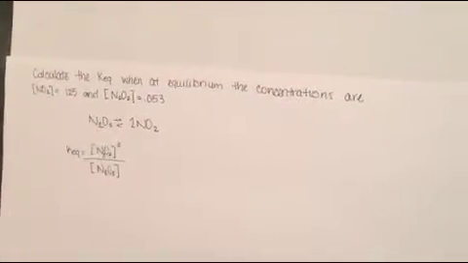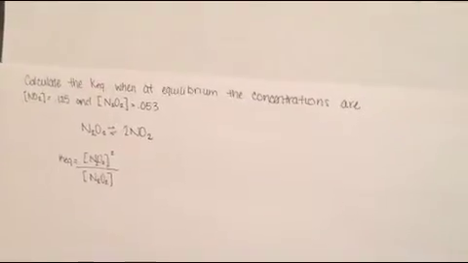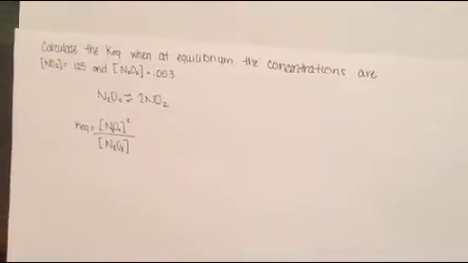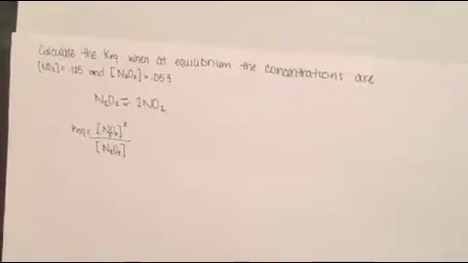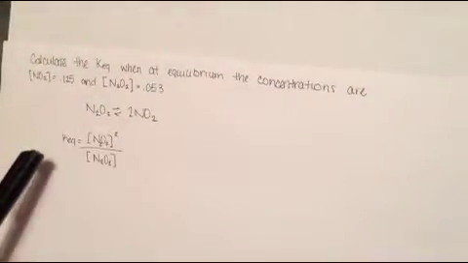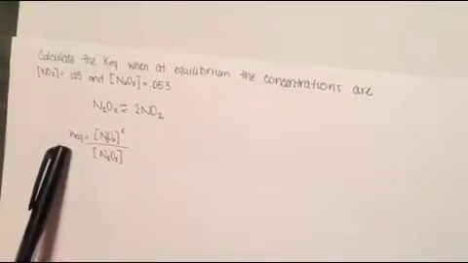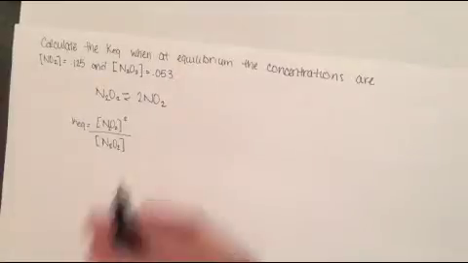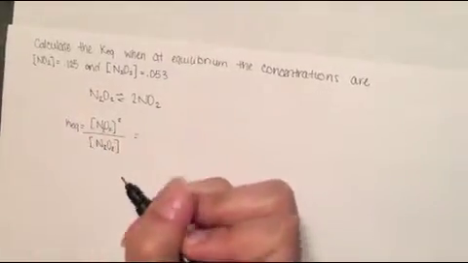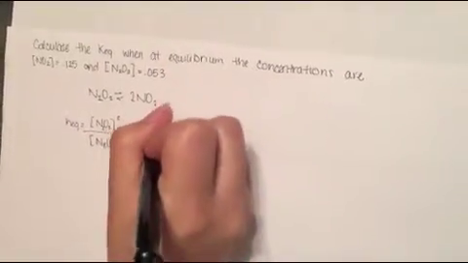Calculate the K equivalent at equilibrium, and they're giving you the concentrations for NO2, which is 1.125, and then O2 is 0.053. So your formula for K equivalent is products over reactants, which is right here, and since they're already giving you the concentrations, you just go ahead and plug it in.